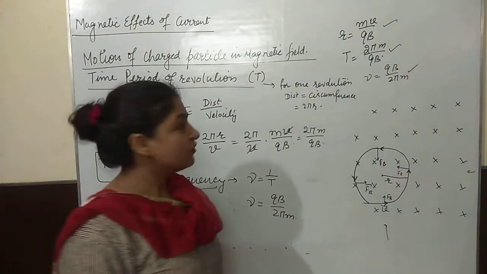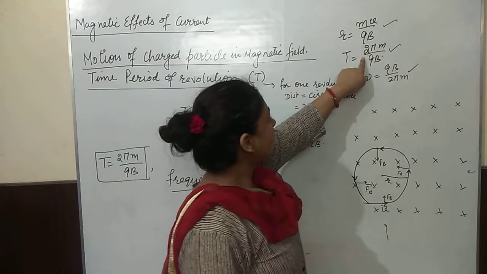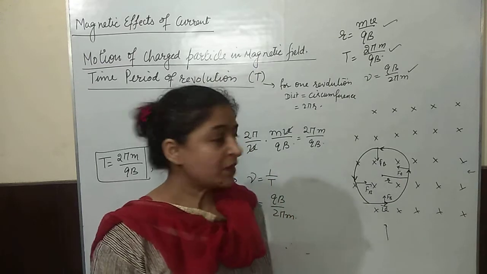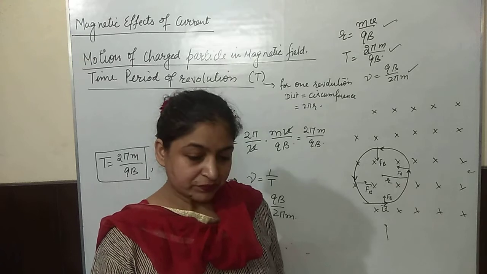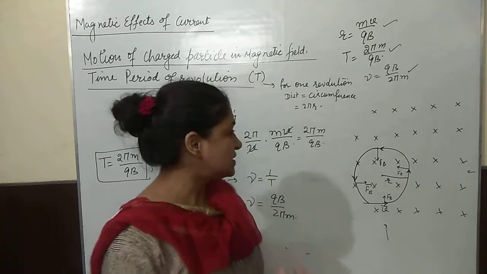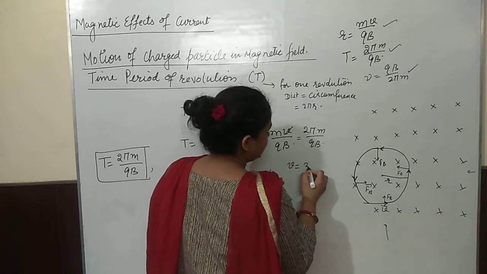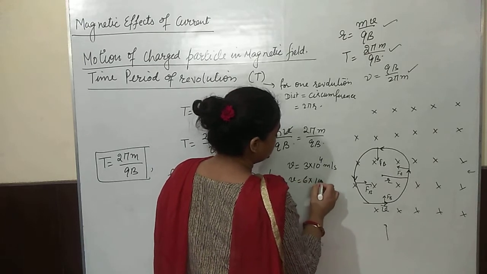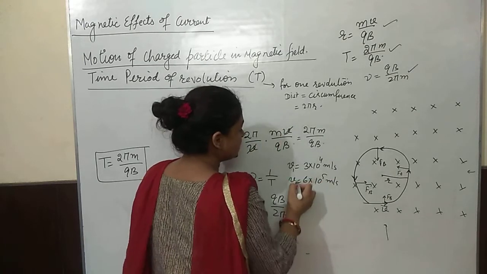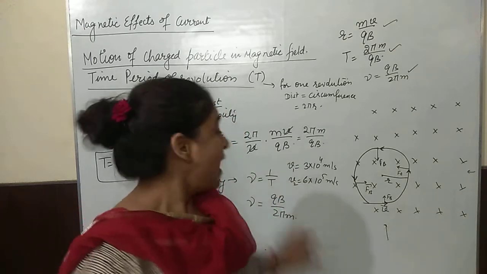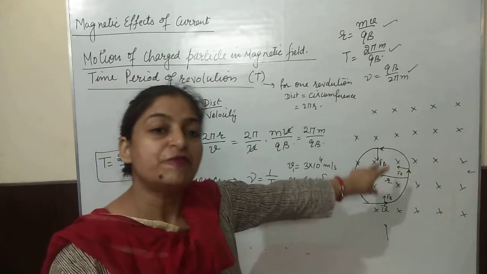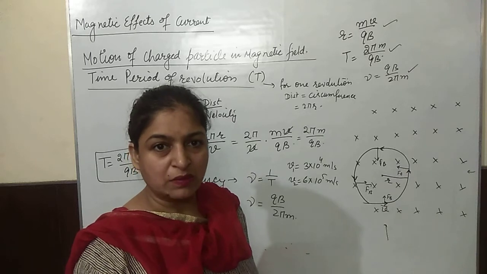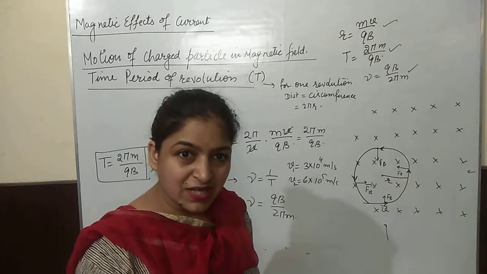Now one very important thing from these parameters: you can see here, time period and frequency are not dependent upon the velocity of the charged particle. Now if I ask you one question, two protons are moving with velocities, let us consider 3 into 10 raised to power 4 meter per second, and 6 into 10 raised to power 5 meter per second. When these two protons enter a field at right angle, which proton is going to complete one circle in lesser time?